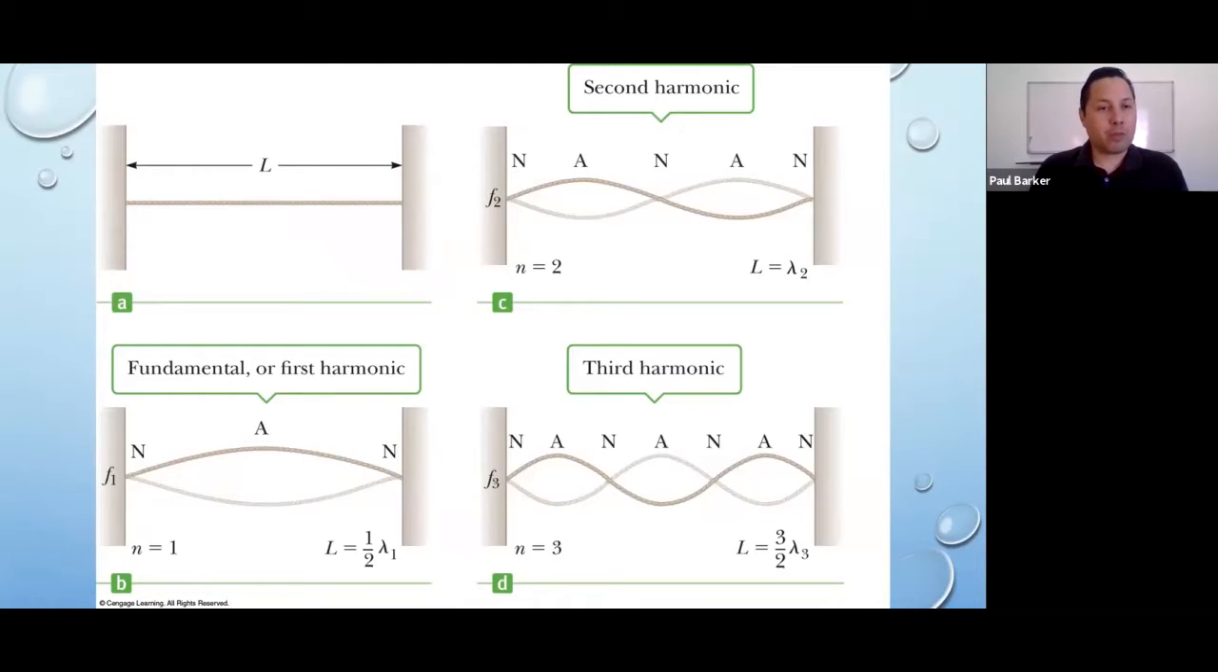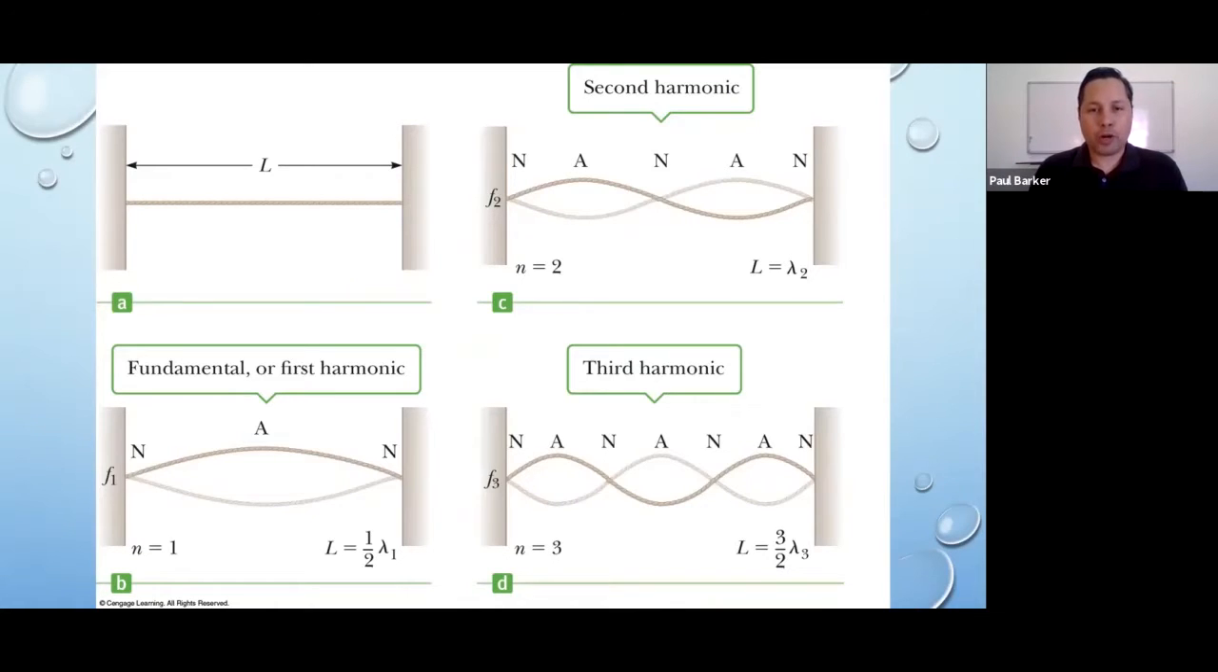For picture B on the bottom left corner, it says the fundamental or first harmonic, so n equals 1, and the length is equal to 1/2 of the wavelength. The N and the A represent N for node and A for antinodes. For picture C on the top right corner, you see it has a frequency of 2, and the length is equal to the wavelength.